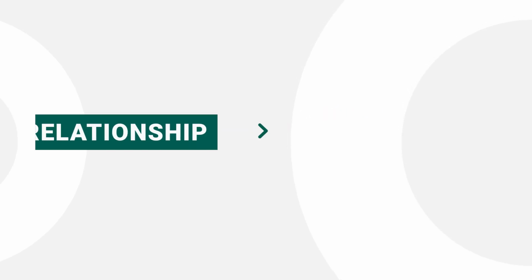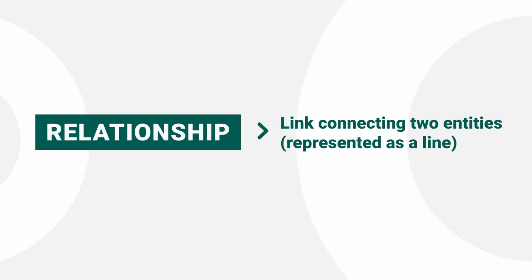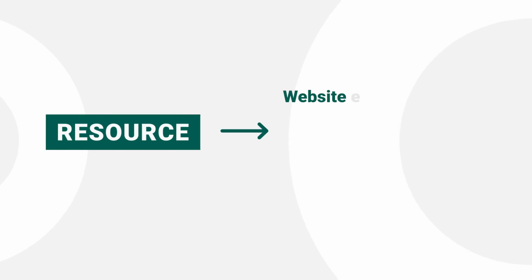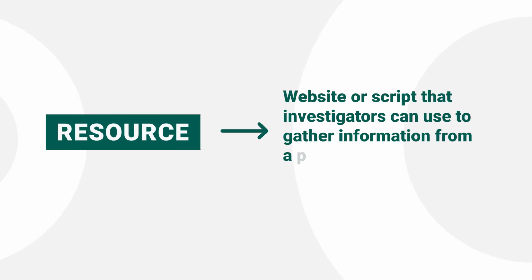A relationship is the link between two entities, represented as a line. It is used to explain why and how two entities are linked together. A resource is a website or a script that can be used by the investigator to gather information from data.